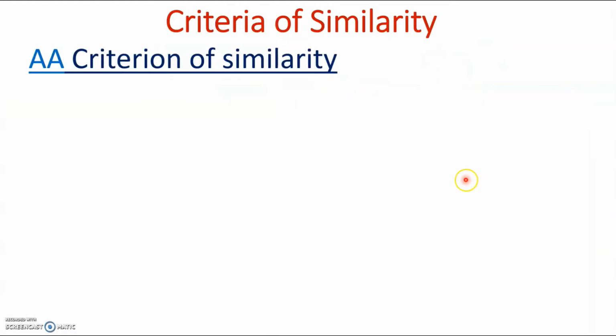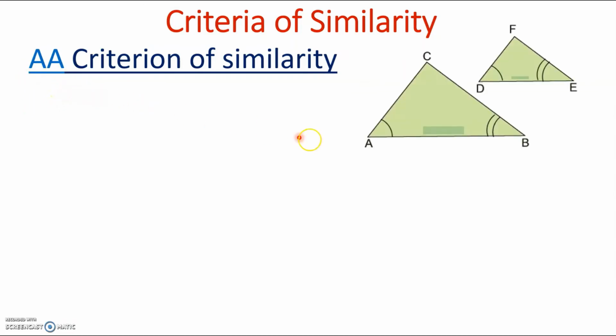Let's look at 3 criteria in this video for how to find similarity. If you're given 2 angles, when I say AA criteria, it refers to angles: 2 angles of 2 triangles are equal. Let's look at this example. You have the triangle ABC and the triangle DEF. Angle A and angle D are equal, and angle B and angle E are equal. When you have these angles equal, then they are called similar triangles.